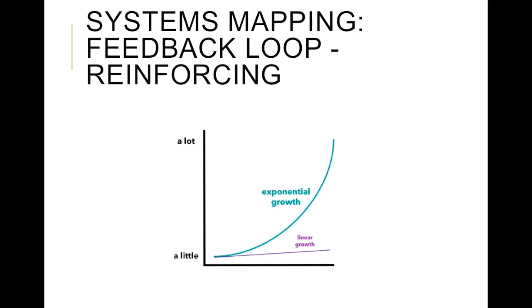And a very prominent example is population growth. More and more people making more and more babies, which results in more and more people making more and more babies. And that's a classic example of exponential growth.